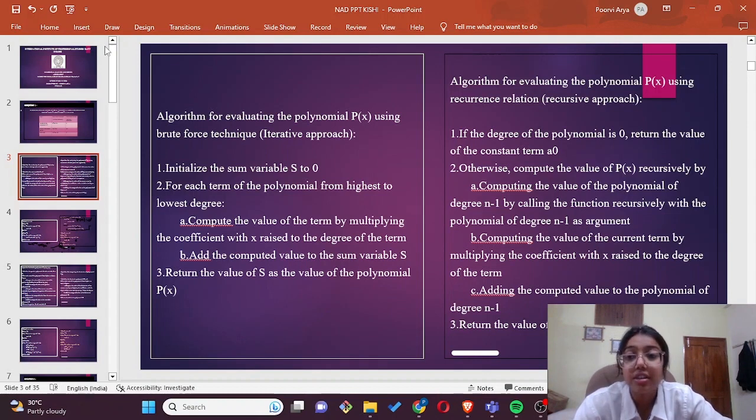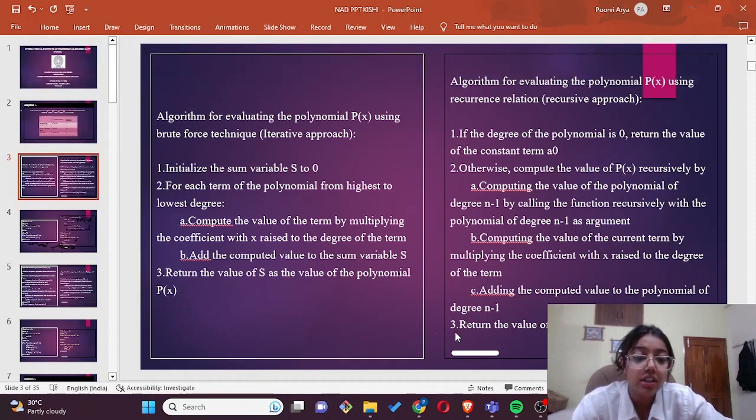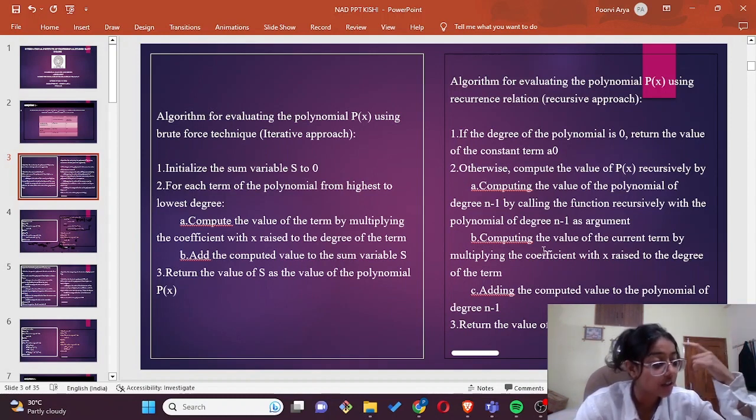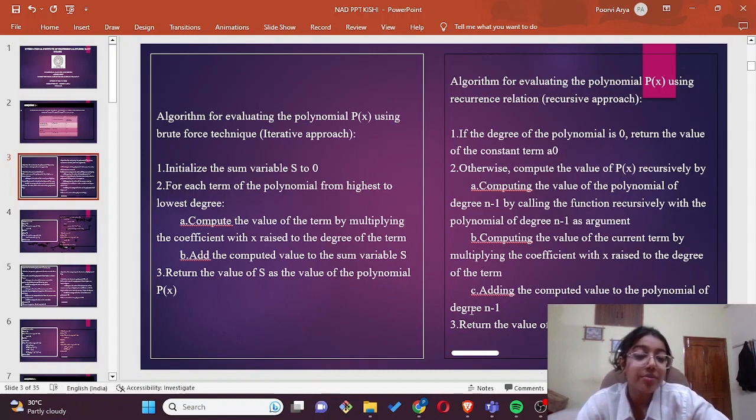See, if the current term here was a x minus 1. If the current term here was an, then we multiplied it with the coefficient of x, let's say an xn, then an minus 1 xn minus 1. Then we add the computed value to the polynomial degree n minus 1, then return the value of the polynomial. That is the same thing. Both give the same result.